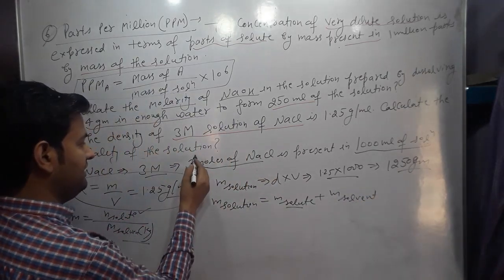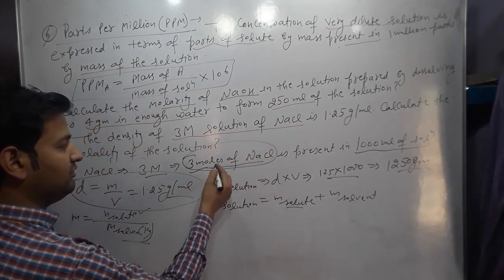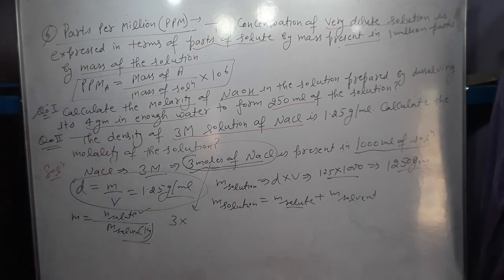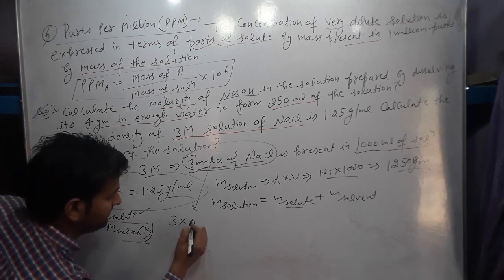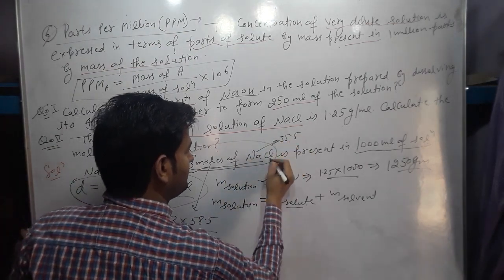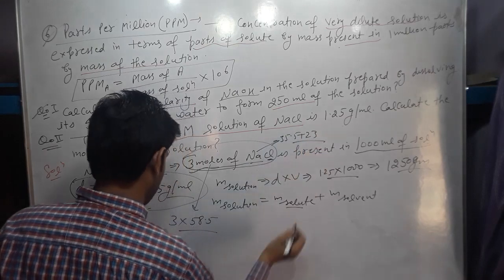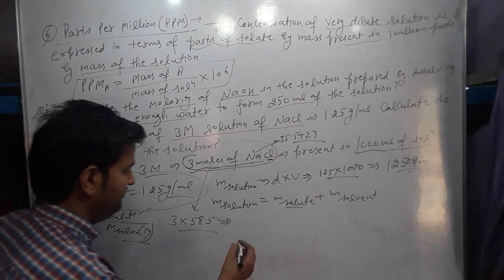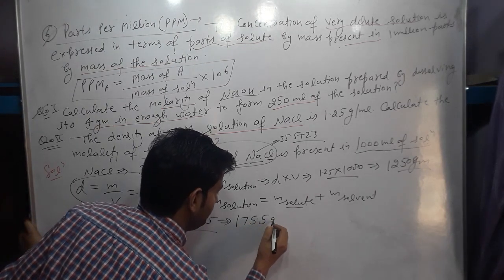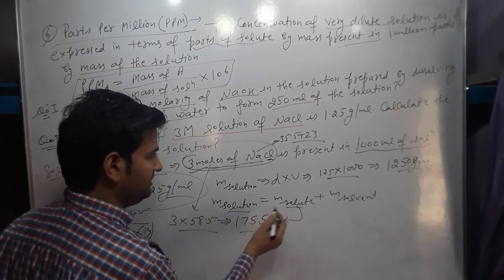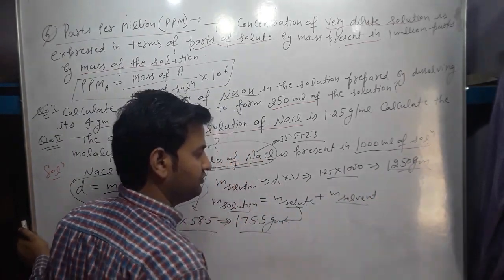Mass of solute, we have given 3 mole of NaCl, so we can calculate mass of 3 mole of NaCl. 1 mole of NaCl comes out to be 58.5. How is it 58.5? 35.5 for chlorine and 23 for Na. So we calculate 3 into 58.5, which comes out to be 175.5 gram. This is the mass of solute, and the mass of solution is given, so we can calculate mass of solvent.